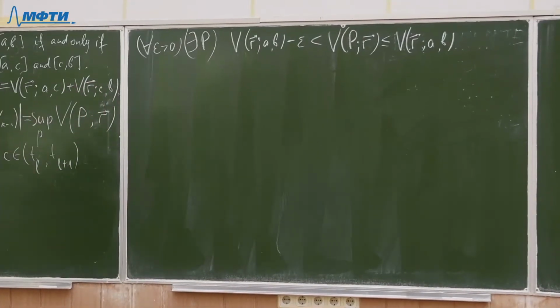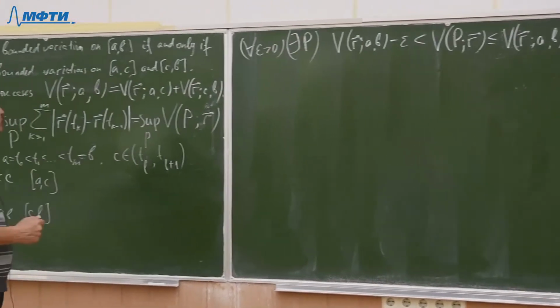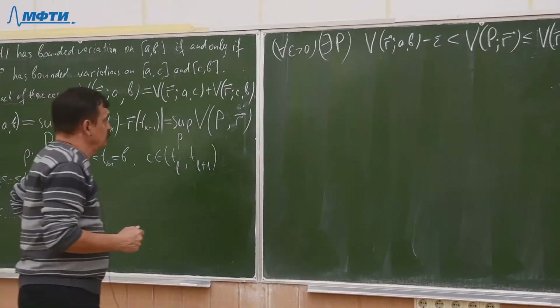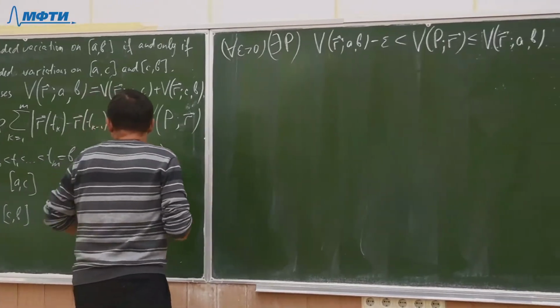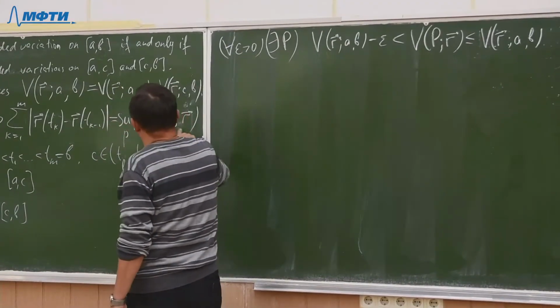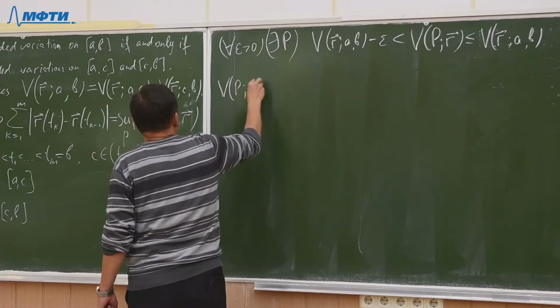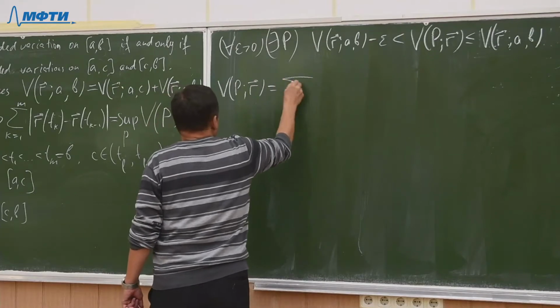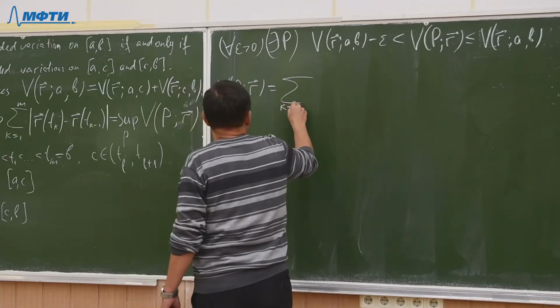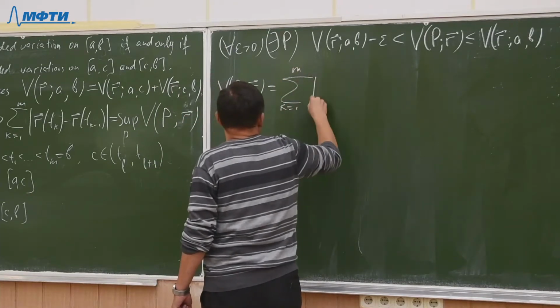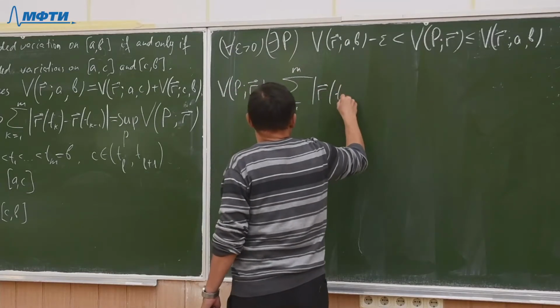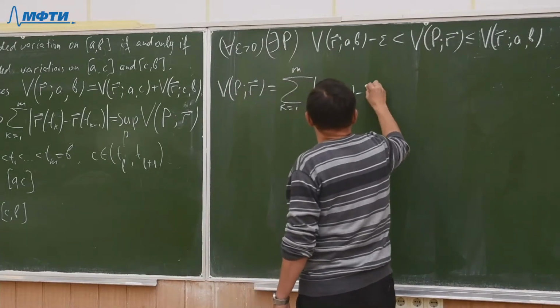Okay, then what do we do? Now, look at this sum, V of P R. So what is V of P R? This sum, the length of this original polygonal curve, and what can we do with it?